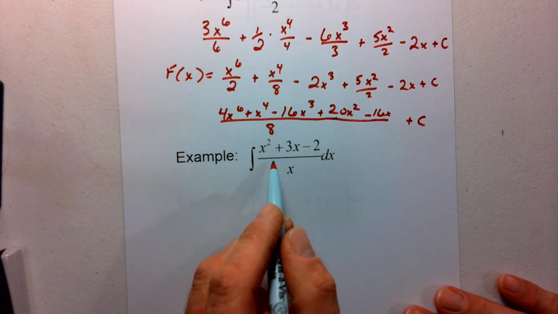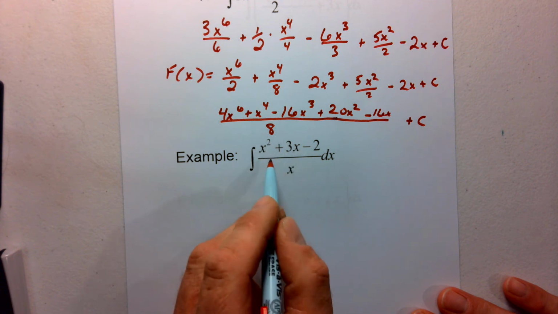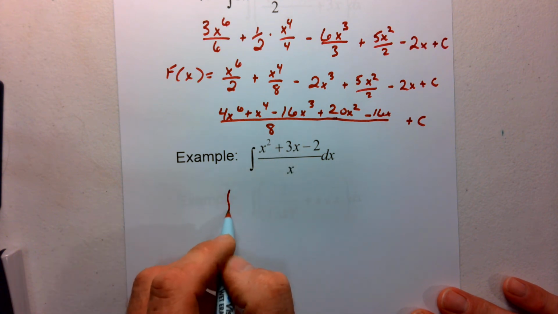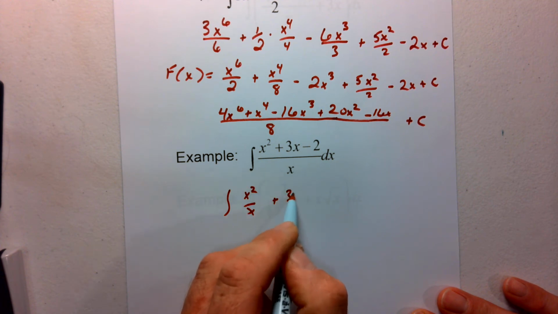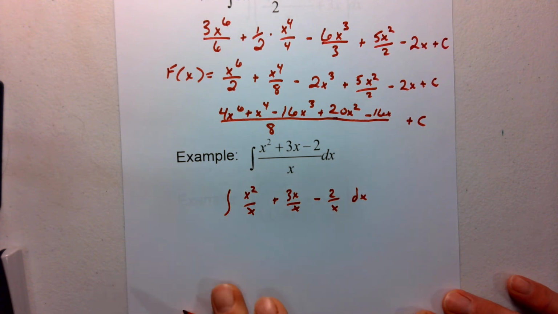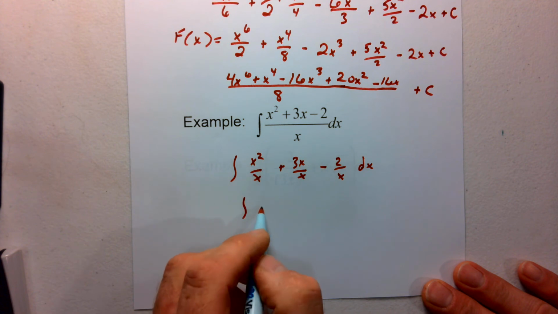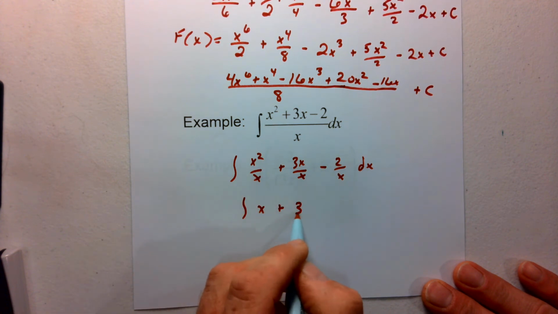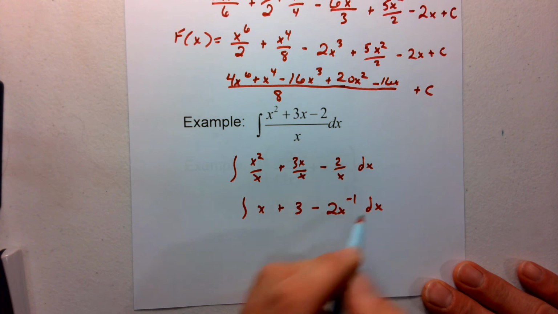Integration for our next problem. So again, it has to be in polynomial looking form, so we cannot have a rational function at this point in time. So we're going to break this up into x squared over x plus 3x over x minus 2 over x dx. I can go and clean those up as well, so I get x squared divided by x gives me x plus 3. Then we're going to bring that to the top as 2x to the negative first dx.